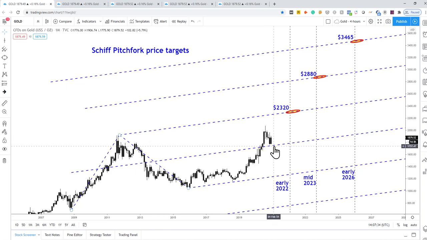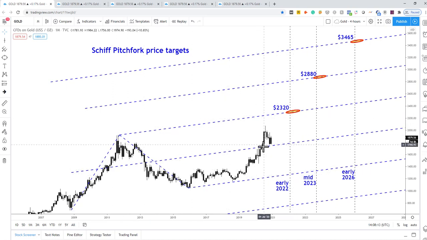And now it looks like this correction that we've been in, this 4-month correction, is finding support at or just above the median line of this Schiff fork. And of course, the expectation is that we're going to head off into another big rally heading into 2021. And so in Andrews pitchfork terms, our next price target becomes the next median line, which in this case is the upper median line of this Schiff fork.